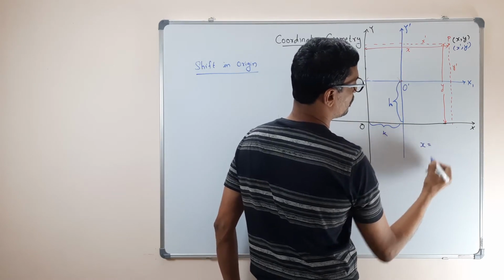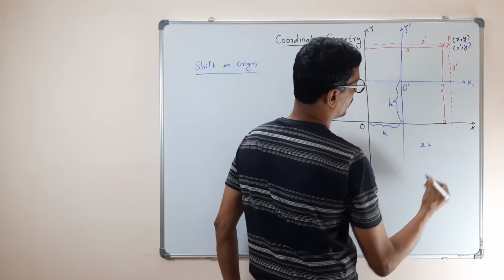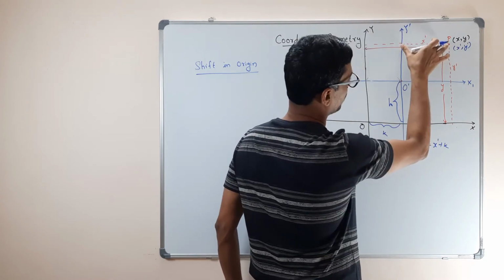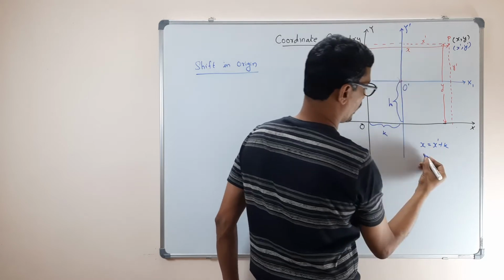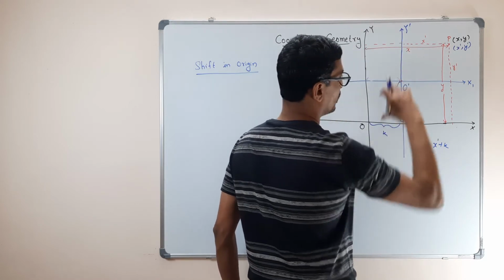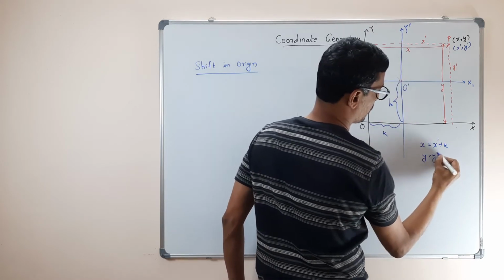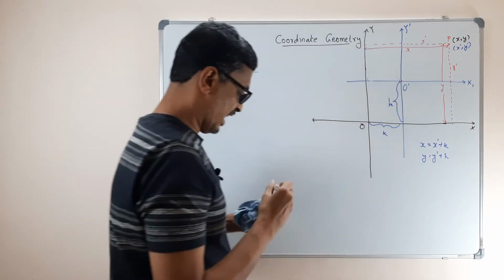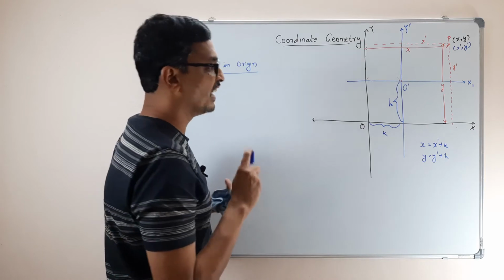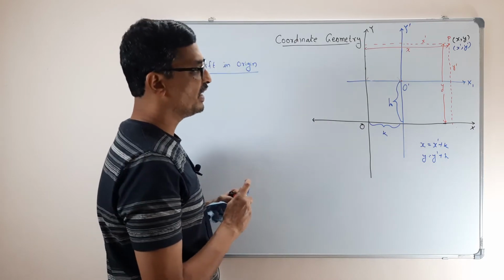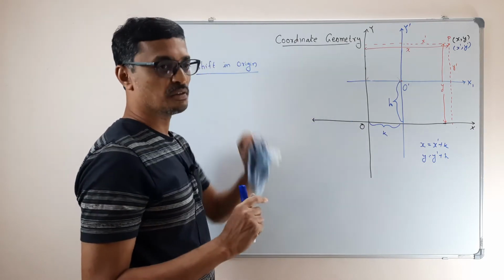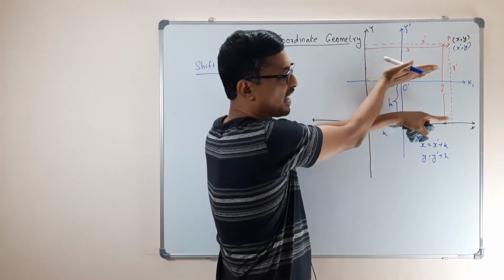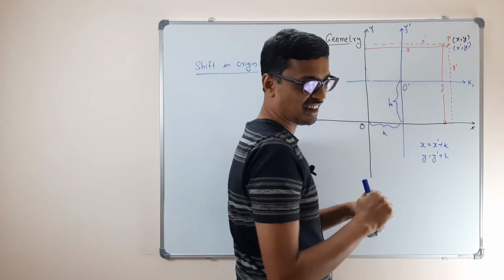X will be equal to? X will be equal to x prime plus k. Correct, x prime plus k. And y equal to? Y prime plus h. And remember, this is allowed only if the coordinate system you are using has axes parallel to each other, correct?